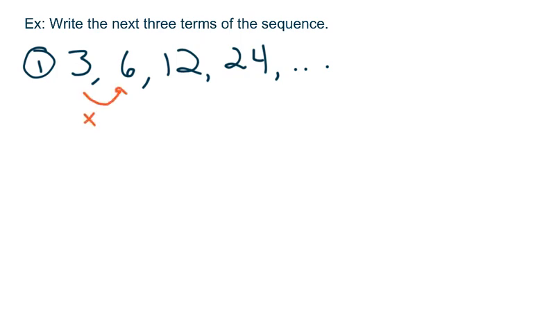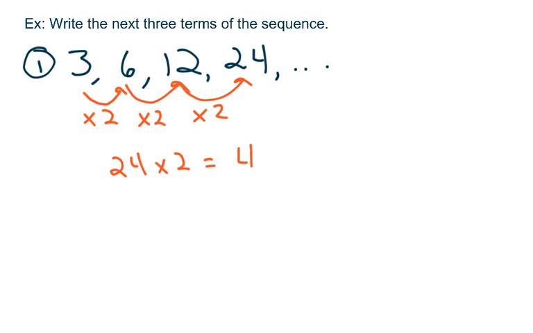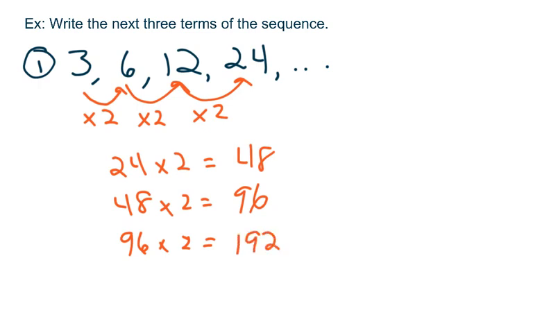How do we go from 3 to 6? That would be times 2. To go from 6 to 12, again, times 2. 12 to 24, also times 2. So to find the next 3 terms of the sequence, we just need to continue the pattern. Okay, so we'll have 24 times 2, that gives us 48. 48 times 2 is 96. And then lastly, 96 times 2 is equal to 192. So your next 3 terms are 48, 96, and 192.